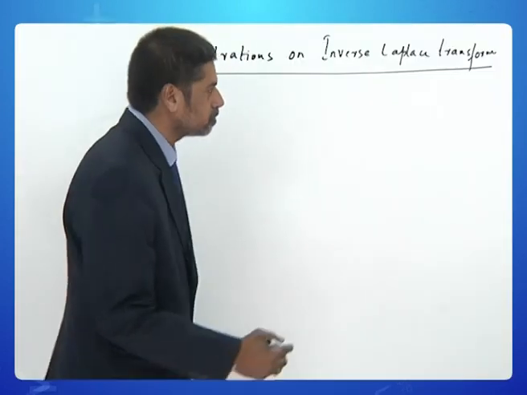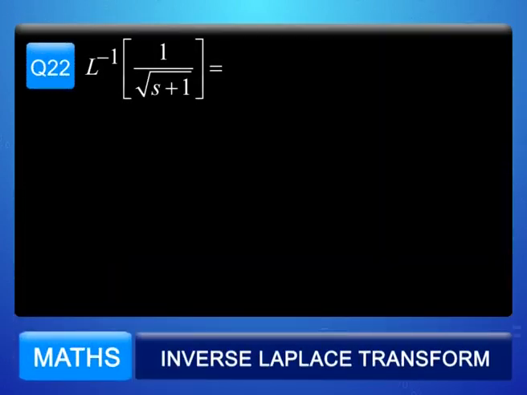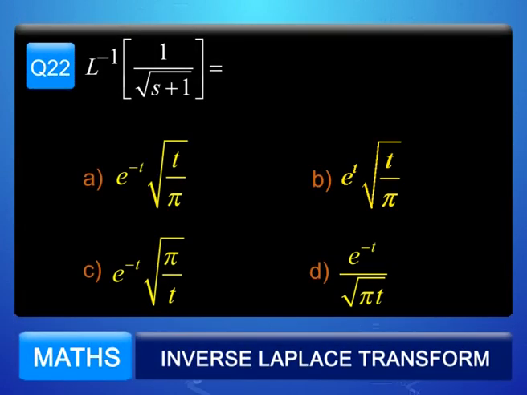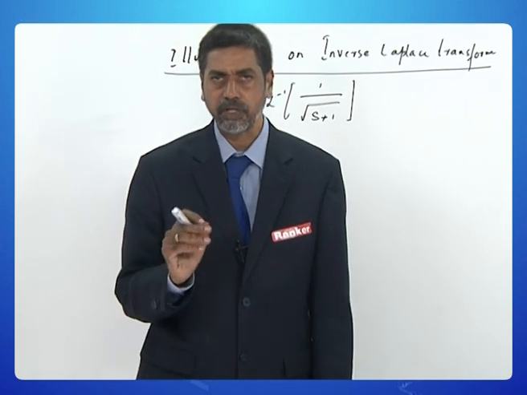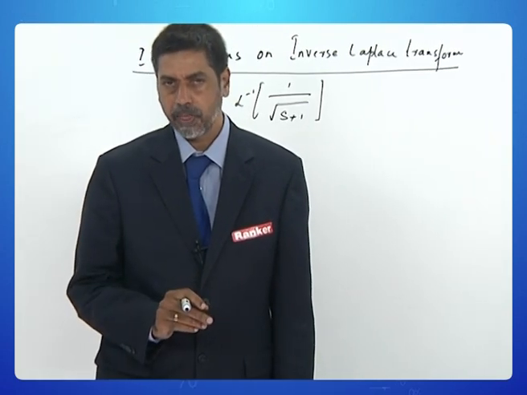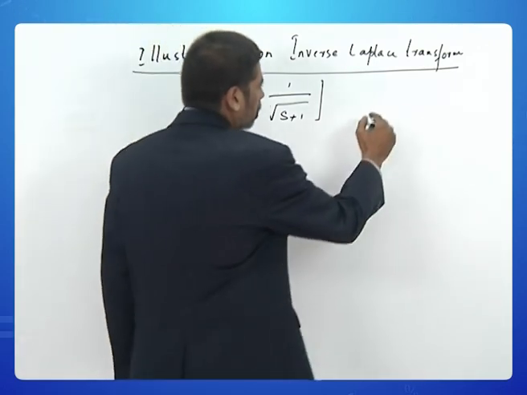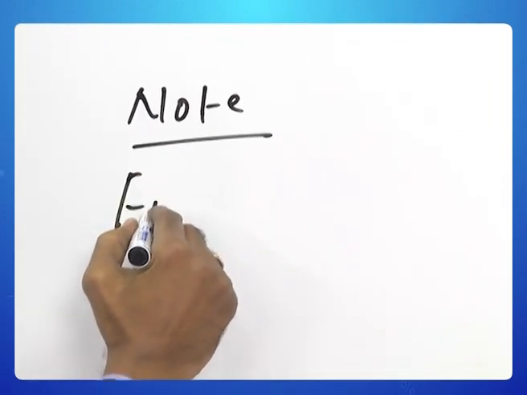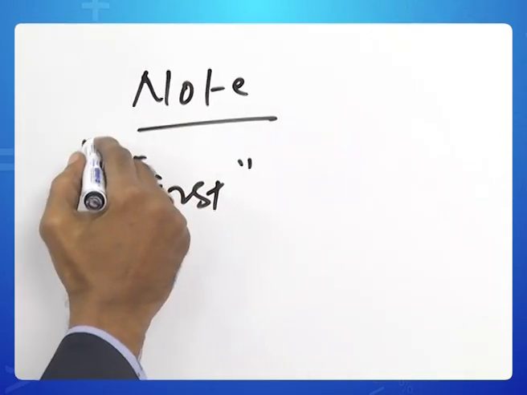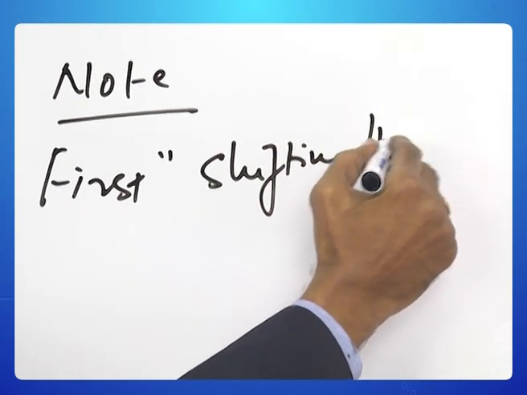In this question, we will find inverse transform of 1 by square root of s plus 1. Please observe that the first shifting theorem is involved in this case. So first, identify the context. First shifting theorem.